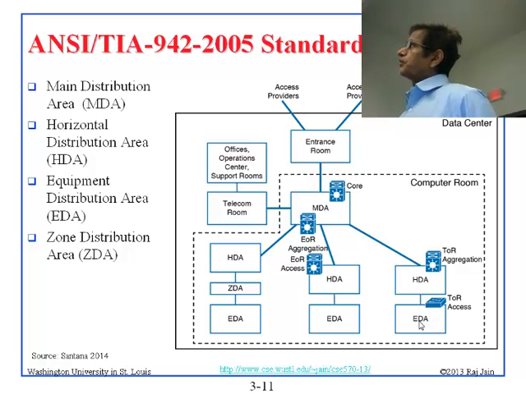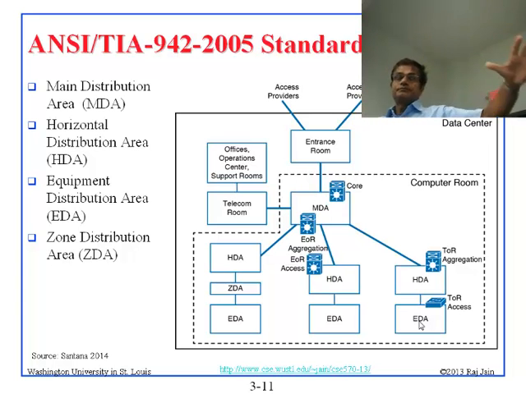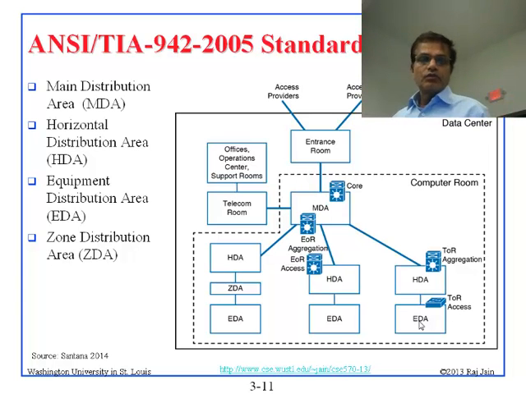And then next to the computer room you have the telecom room, and I think the telecom room might be more like voice telecom, but the data is coming through here. Then in the computer room you divide into many different areas. First there is the MDA, the main distribution area. From there you go to the horizontal distribution areas, HDAs, and from there to the equipment distribution areas.